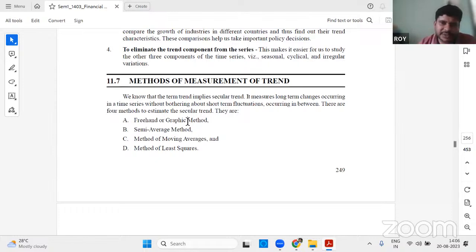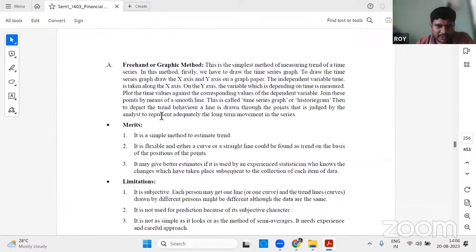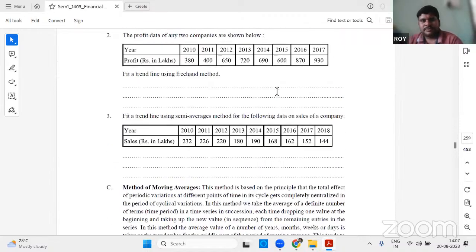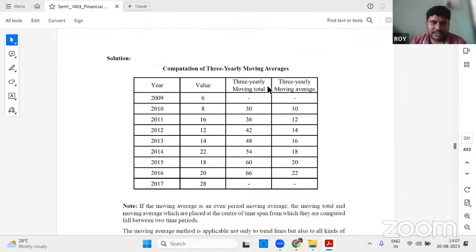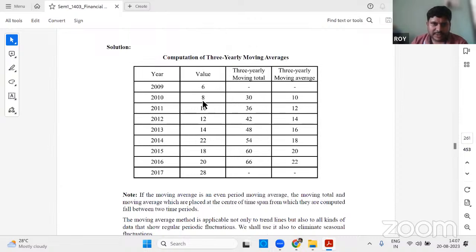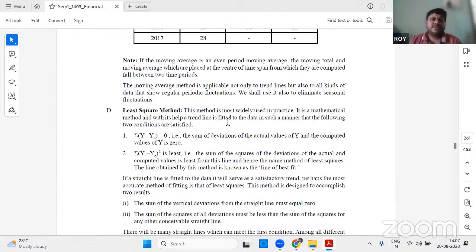Now, moving averages method: for every 3 years, you find the total of 3. See, how will you calculate the average? Take the sum of all these 3 divided by 3. Simple, right? That is what we are doing here. Directly we can get these values. 6 plus 8 plus 16 divided by 3 is equal to 10. That only will come. Okay. 8 plus 16 plus 12 divided by 3, 12 will come. If you do like this, you will get this.